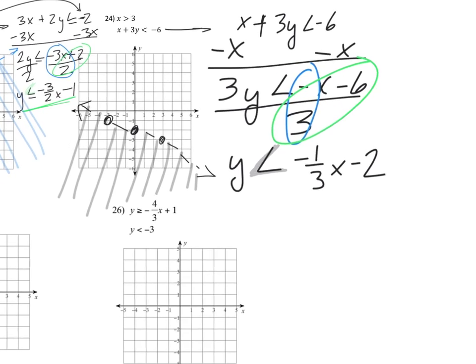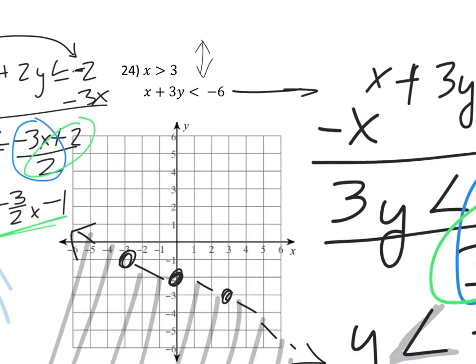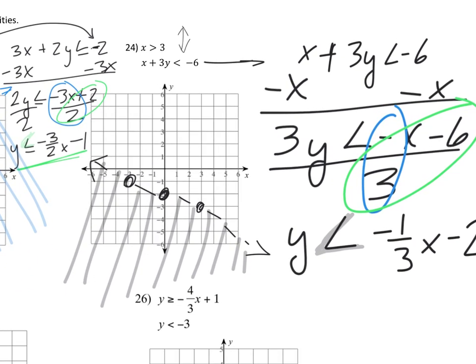And then x, anytime you've got just an x, that x is greater than 3. Remember, that's going to be a vertical line that is just going to go through the 3. And x is greater than 3. All the numbers that are greater are over in that direction. So our solution where they overlap is that little space right there.